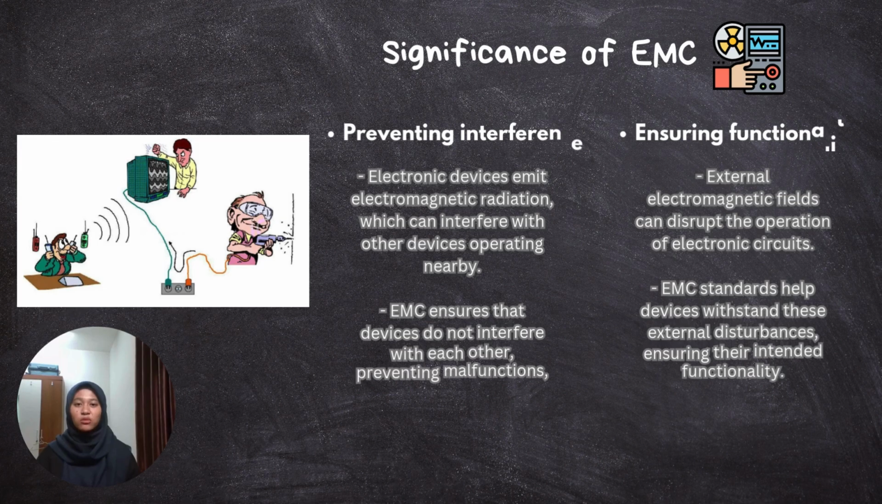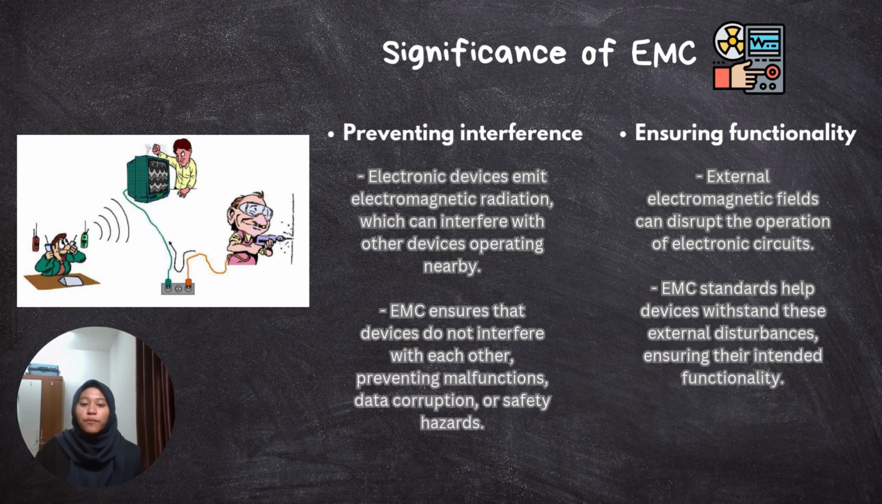Significance of electromagnetic compatibility. The first one is preventing interference. Electronic devices emit electromagnetic radiation, which can interfere with other devices operating nearby. But electromagnetic compatibility ensures that devices do not interfere with each other, preventing malfunctions, data corruption, or safety hazards.